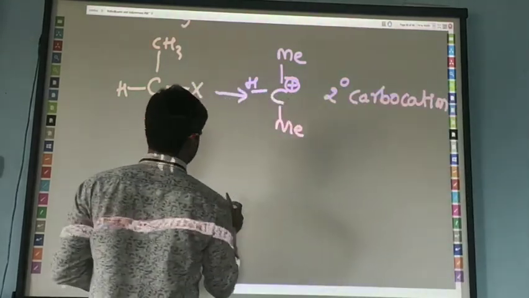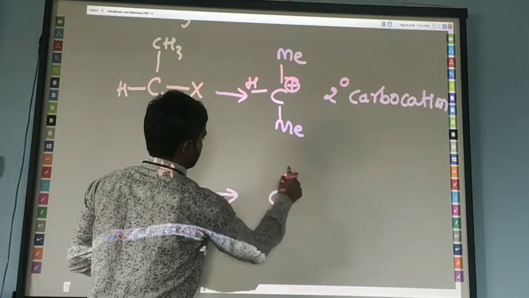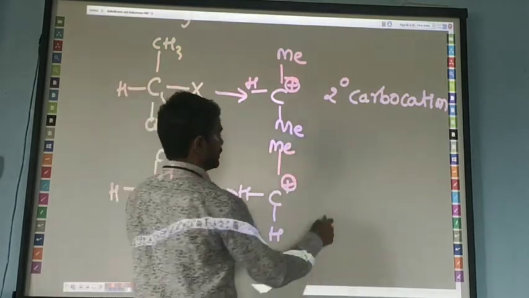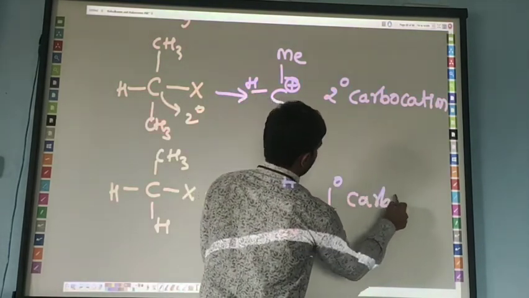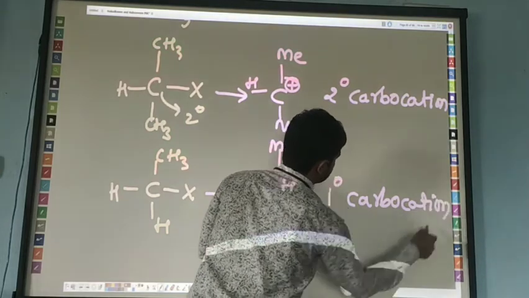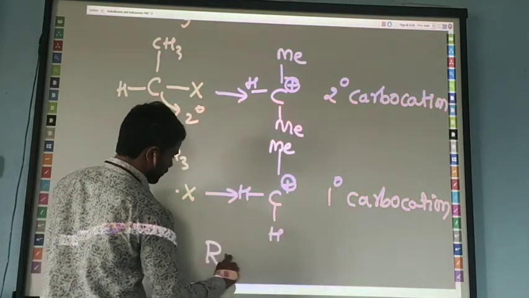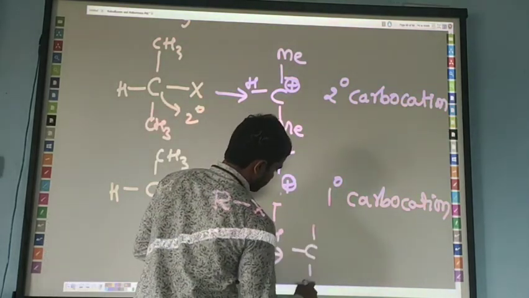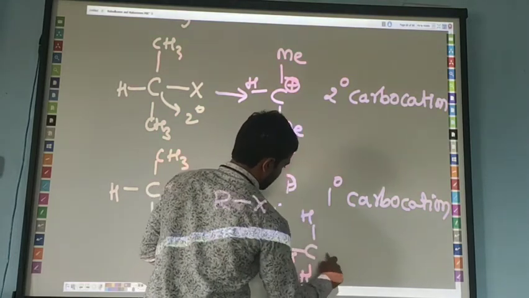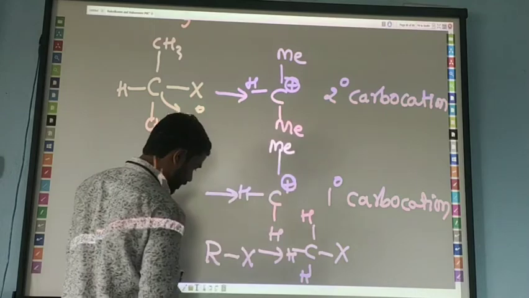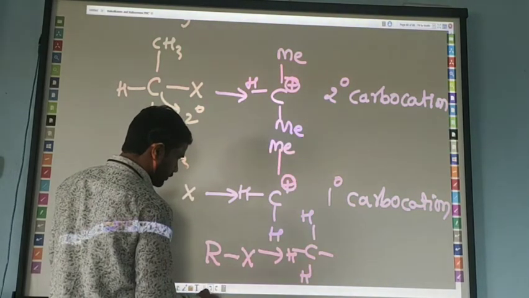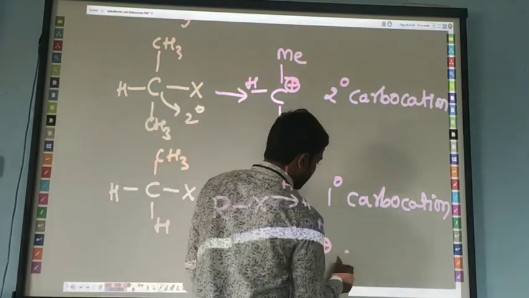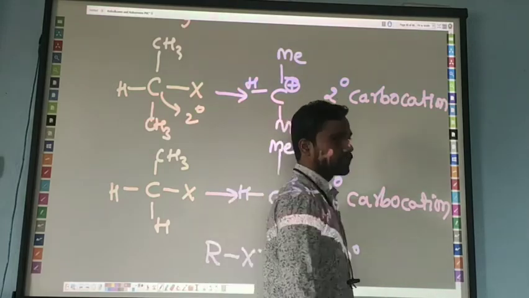The last one is the 1 degree carbocation. After formation, there are hydrogens and only one methyl supporting it, so a 1 degree carbocation is generated. But what about the case of RX? If I write the structure with H and the halogen element, after removing the halogen I can form a carbocation here. This 0 degree carbocation is not much reactive.